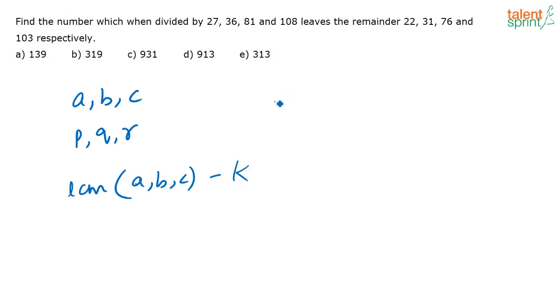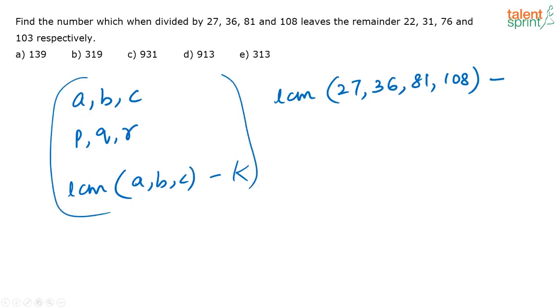So, for this question, what should we find out? You have to find out the LCM of 27, 36, 81 and 108 minus K. Now, 27 minus 22 is 5, 36 minus 31 is 5, 81 minus 76 is 5, and 108 minus 103 is 5. So, this is of the form we have discussed earlier, and K is equal to 5 here. So, the LCM of these numbers minus 5 is going to be your answer. So, find out the LCM of these numbers.